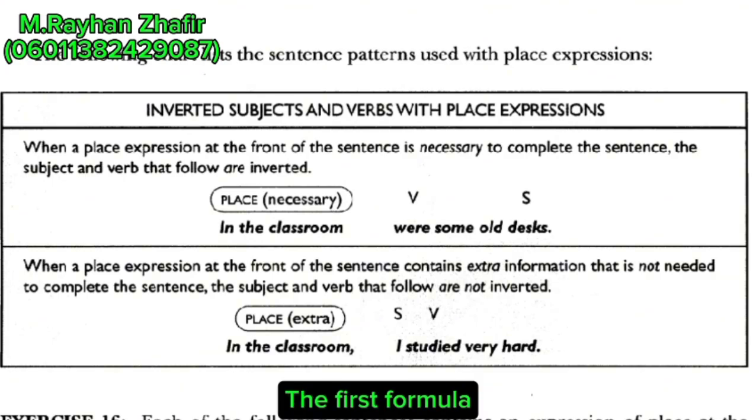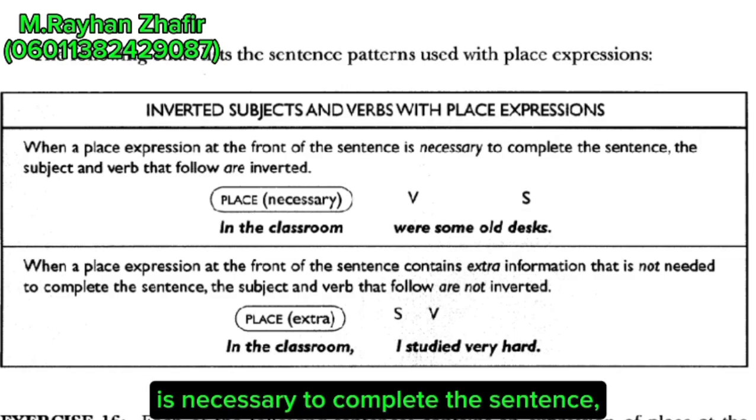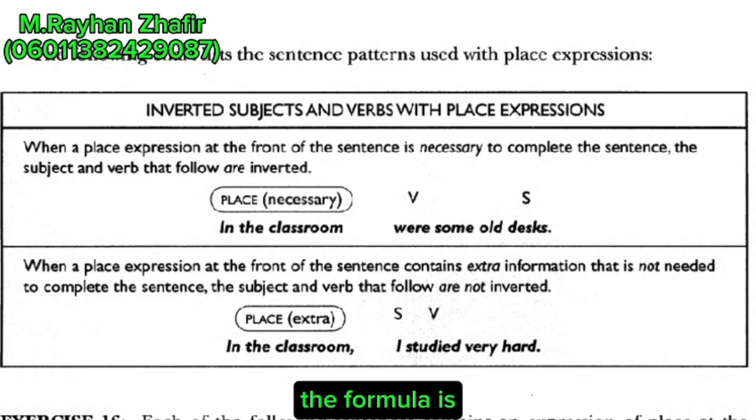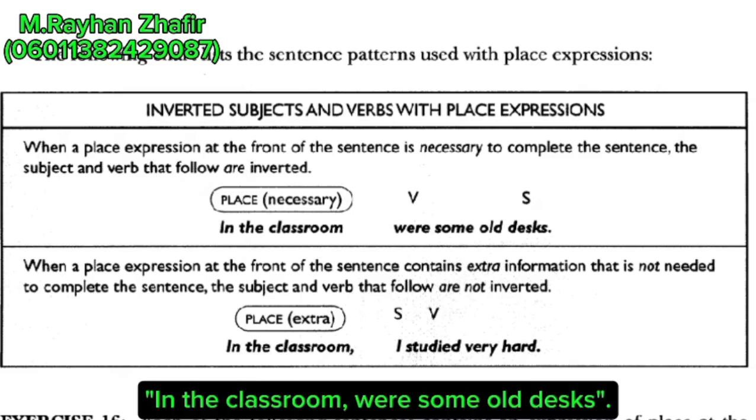The first formula: when a place expression at the front of the sentence is necessary to complete the sentence, the subject and verb that follow are inverted. The formula is place plus verb plus subject. The example is, in the classroom were some old desks.